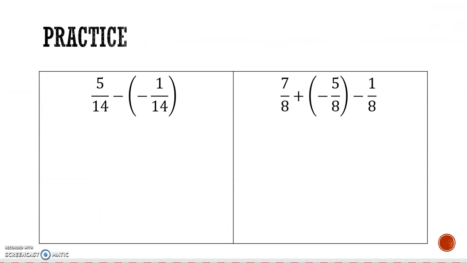All right, so I'm giving you 2 questions to try. Do both of them. The second one, there is 3 fractions, but go ahead and combine the first 2 and then write that answer down and then combine the minus 1/8. So pause the video, try these, unpause it to check your answers.